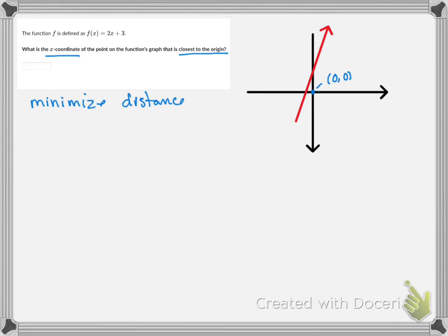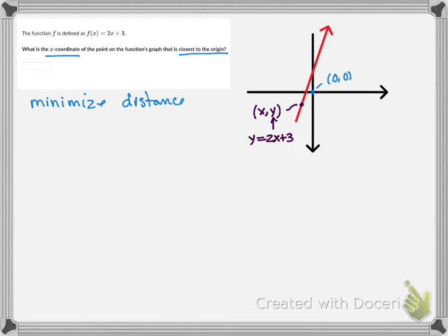It looks like the point that we want is going to be pretty low on the graph, but I'll put it here just because it could be any distance. We know that's not the minimum distance. This has coordinates x comma y. But more specifically, the y-coordinate is 2x plus 3 because that's equal to y.